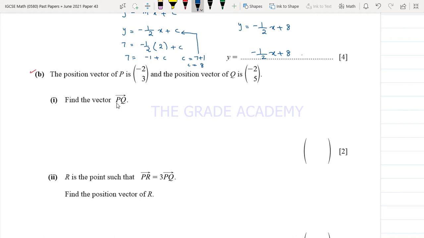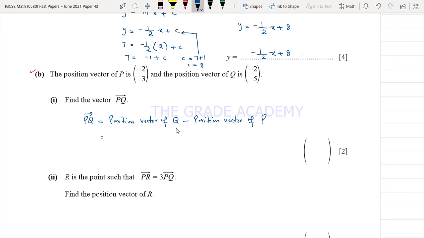Now P is the starting point, or the initial point, of the vector and Q is its final point, or the terminal point. In order to express a vector in terms of the position vectors of its initial and final points, we take the position vector of its endpoint minus the position vector of its initial point. So vector PQ will be equal to the position vector of Q, which is the endpoint, minus the position vector of P, which is the initial point.